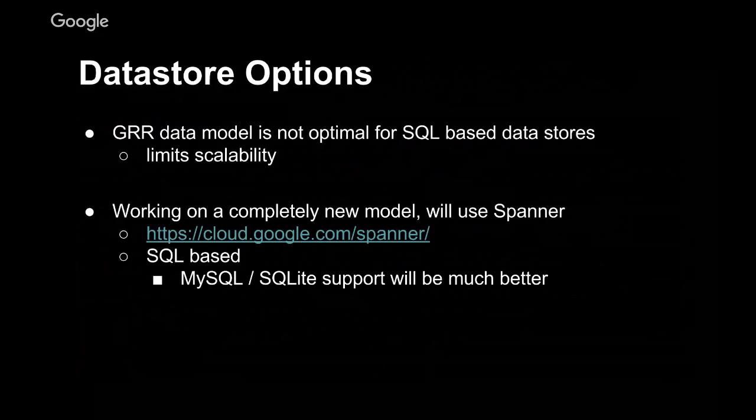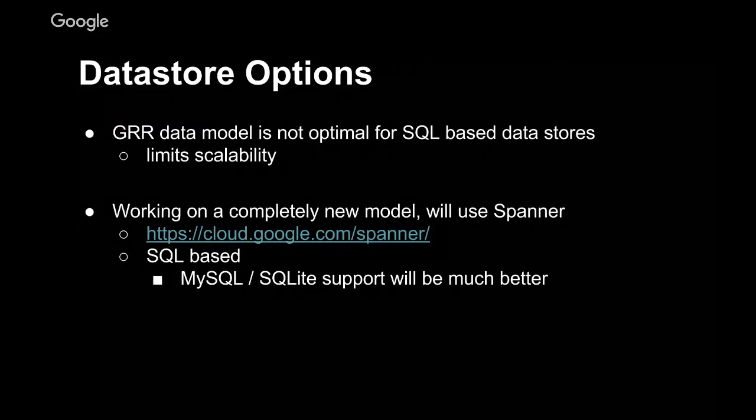So what we're working on is a completely new data model that will use Spanner. Spanner is an internal data store at Google that is SQL-based. And you can actually look at it. It was released for cloud customers. You can get a Cloud Spanner instance and just store data there. And that new data model will be SQL-based. So it will be very easy, and we hope it will be much better compatible with MySQL and SQLite. So we expect huge performance gains there. But we will see. This is just work in progress that we just started.